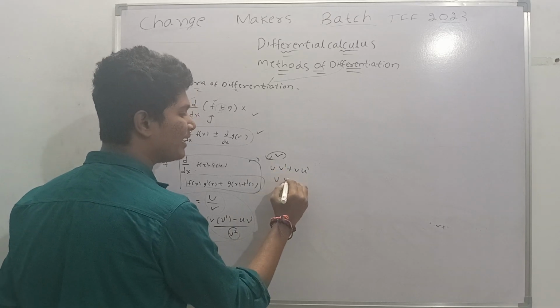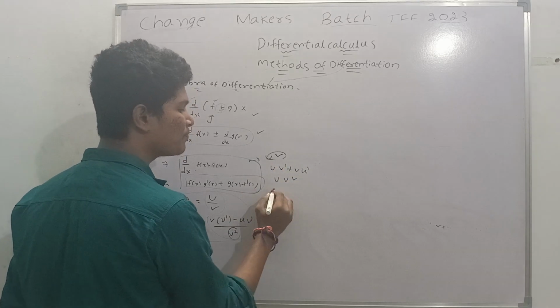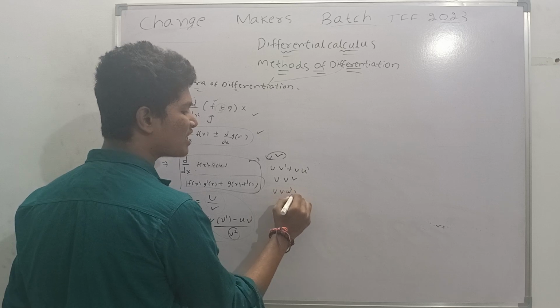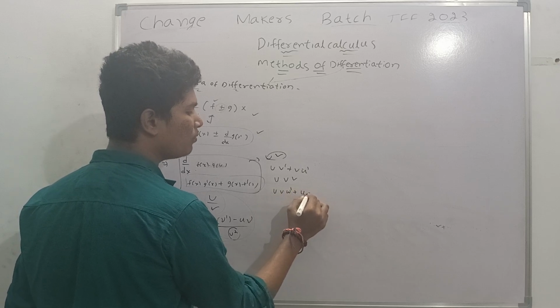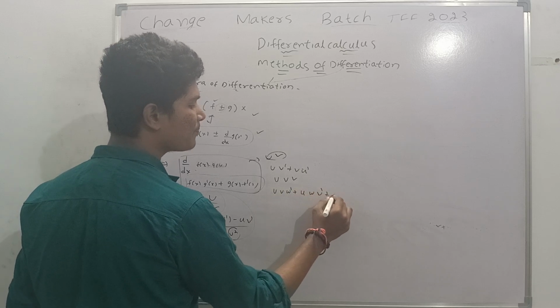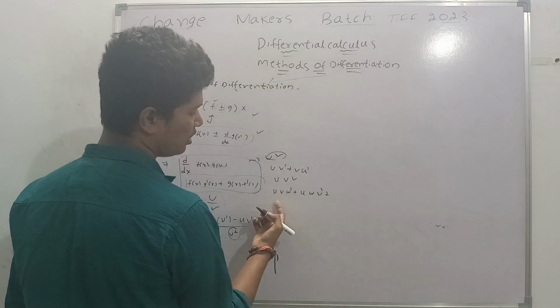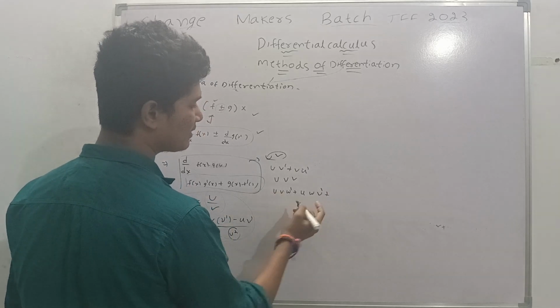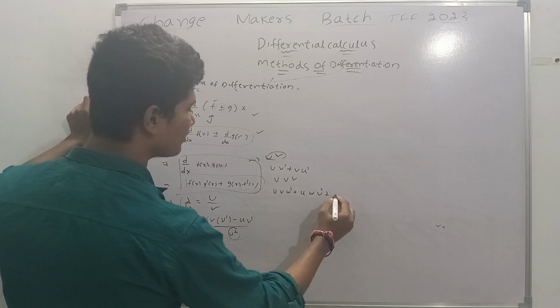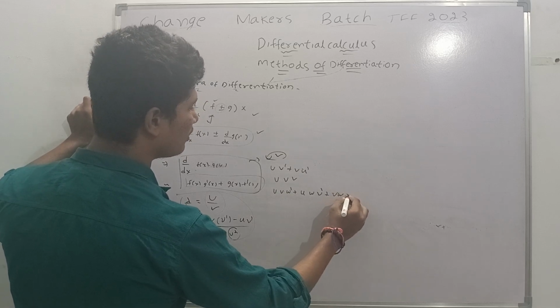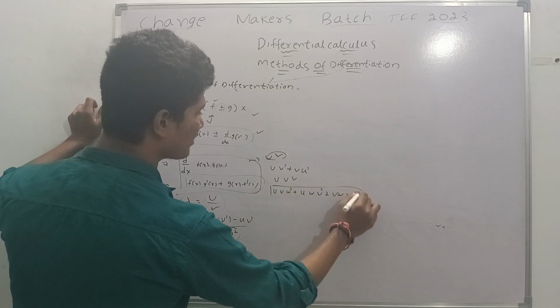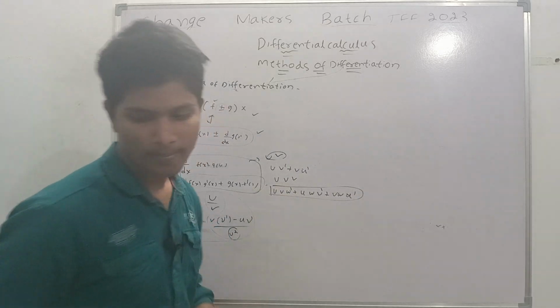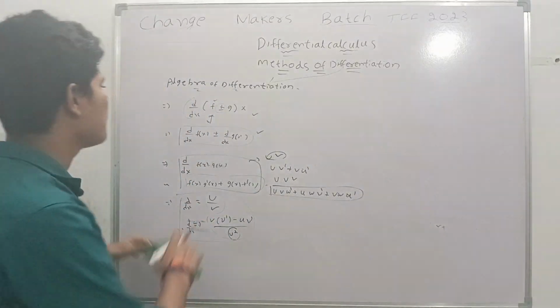And when there are three terms, that is u into v into w, the derivative is u into v into w dash plus u into w into v dash plus, next, v into w into u dash. These types of extended versions you have to write. This is the algebra.